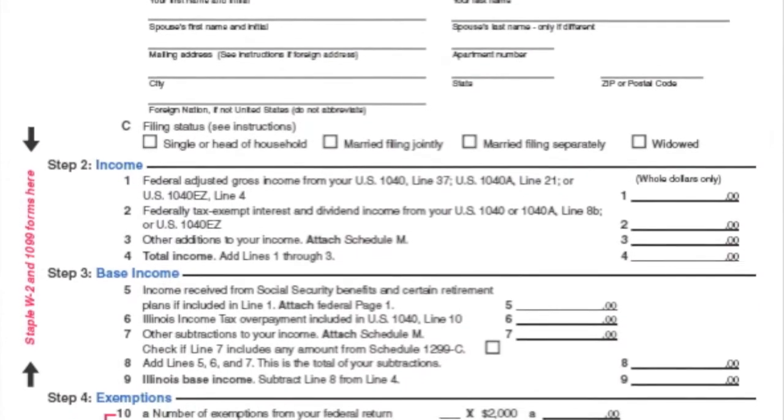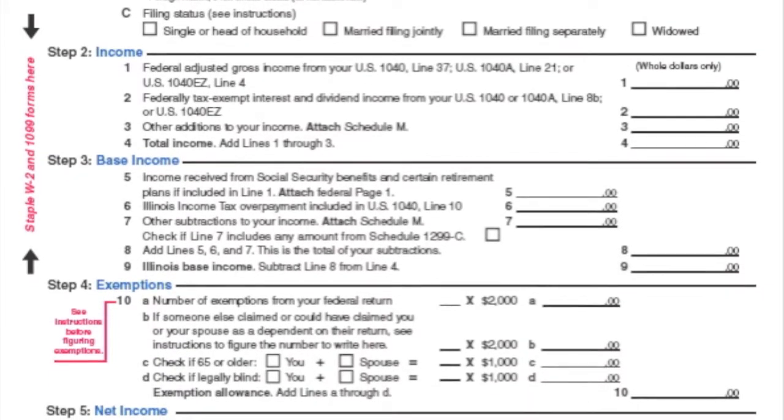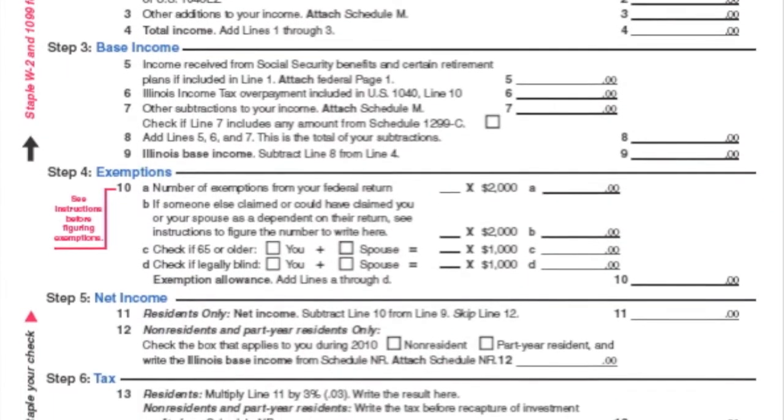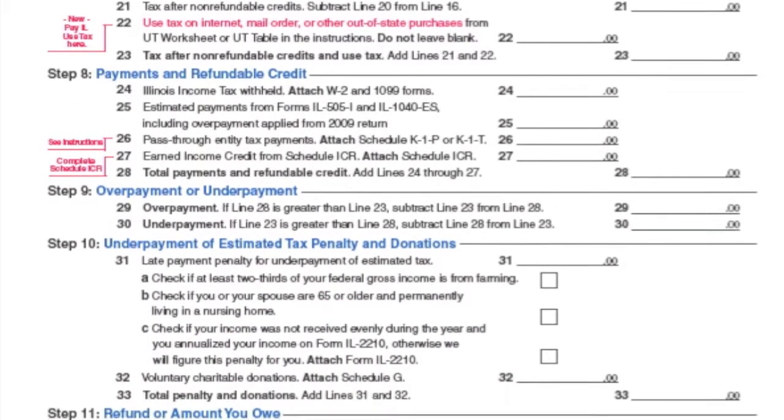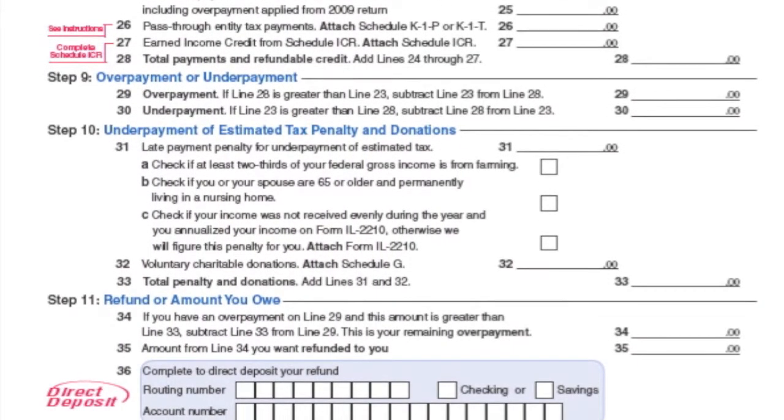This is the Illinois 1040 form. This form states how much a person has made throughout the year and how much the state government took away from the paycheck in taxes.